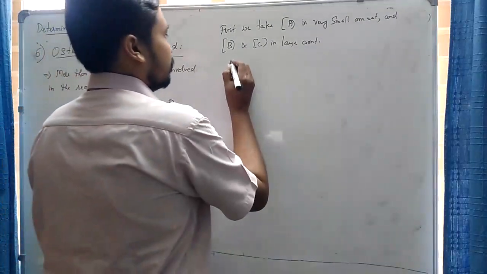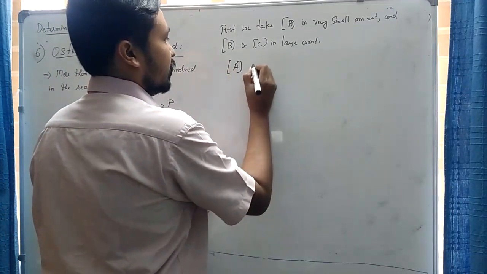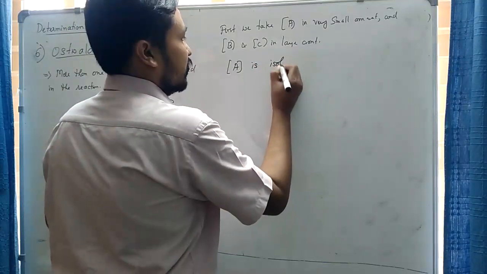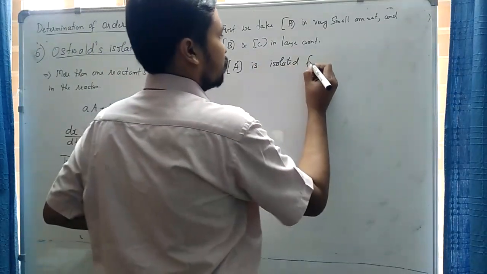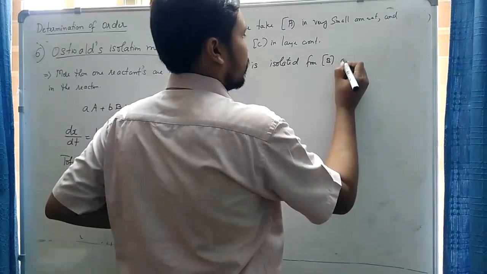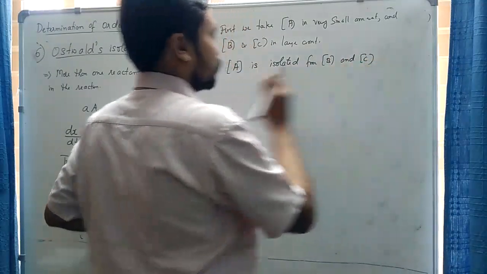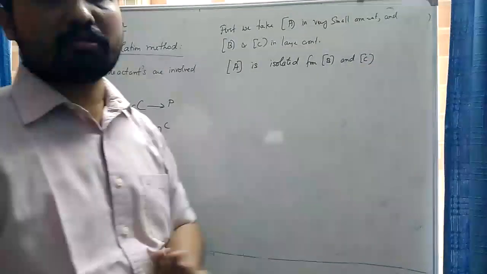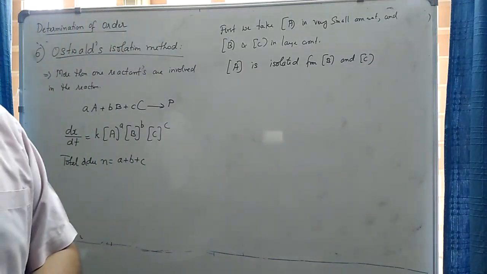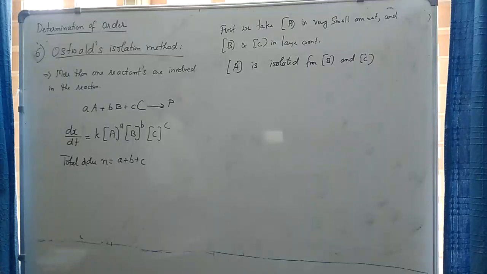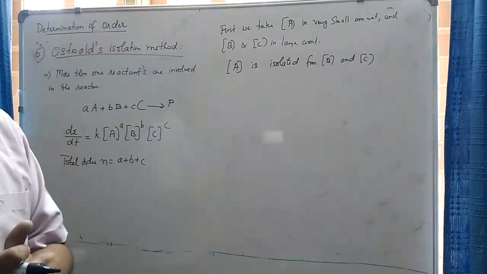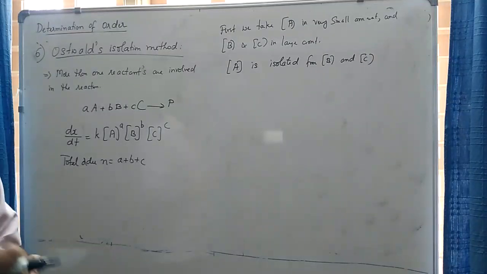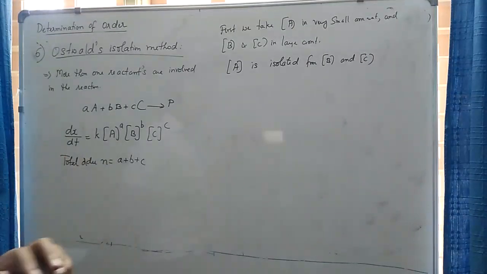So in that case we say that A is isolated from B and C, because you have taken A in very small amount whereas B and C in excess amount. We call that reactant A is now isolated from B and C. Now what happens, let us see. I will give one simple example to make this concept much easier to understand.